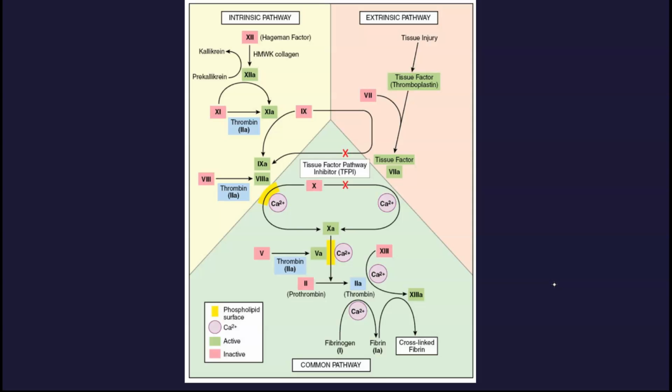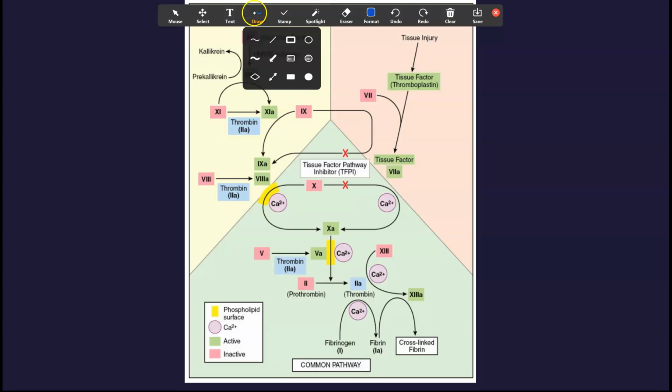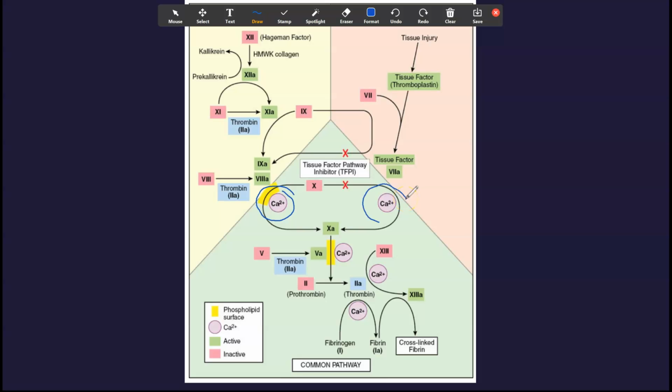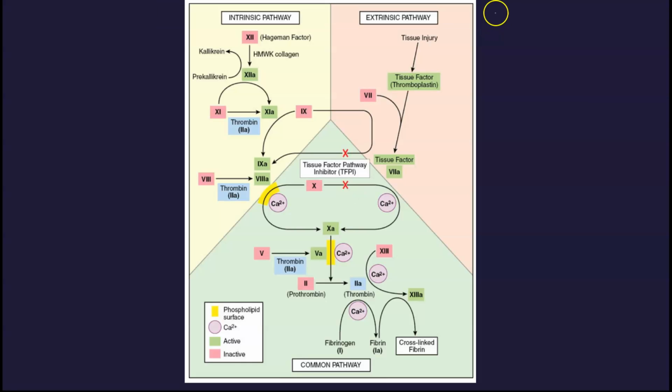Now, just a quick look at this. Look at the calcium involvement. Okay, hold on, let me get a pen. You have calcium here. You have calcium here. You have calcium here, and here, and here. Calcium is involved with the conversion of a lot of these factors to the next stage. So if you have a patient who is hypocalcemic, they might have a very hard time clotting appropriately, okay?